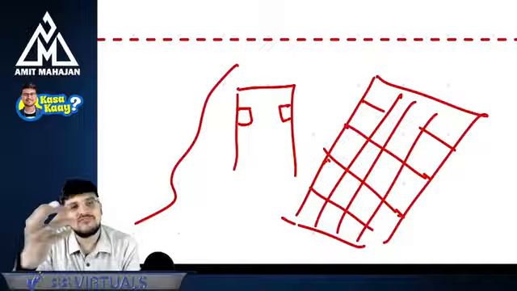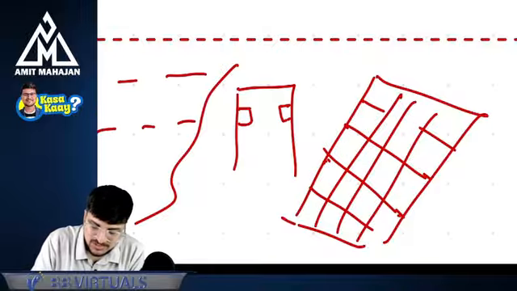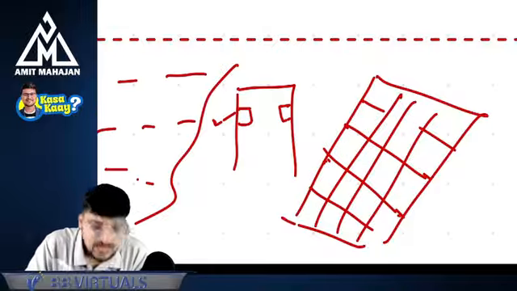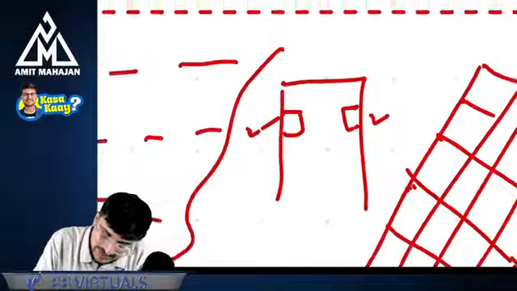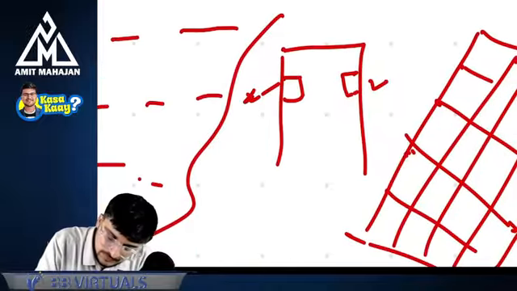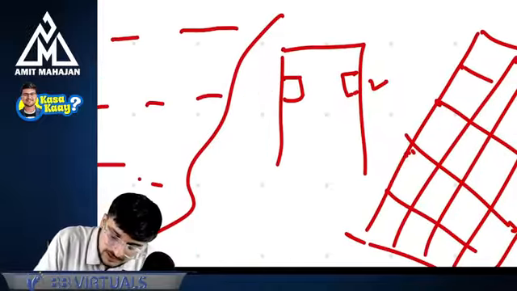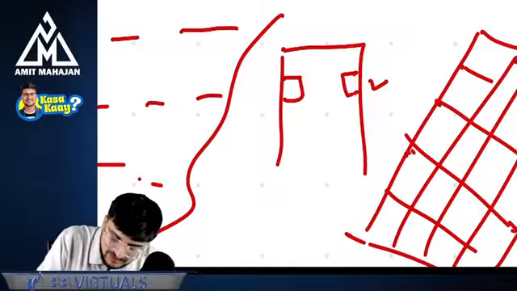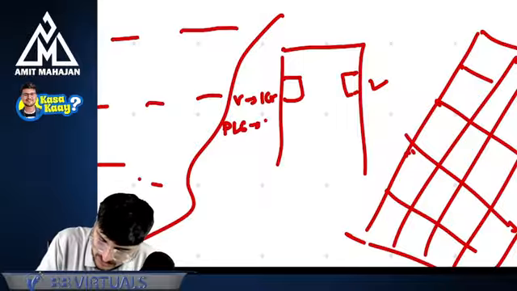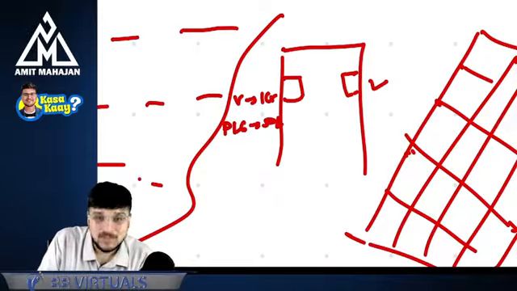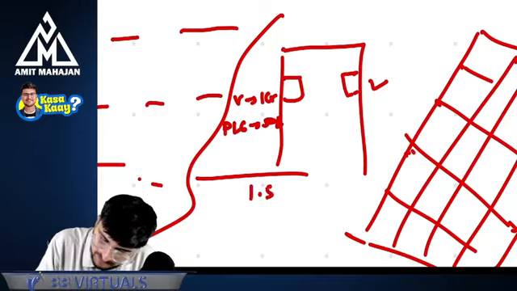What do you think? Which flat will have more cost? Of course, this flat will have more cost, right? And this flat will have lesser cost. Now, let's identify the value. If I say the value is 1 crore, and preferential location charges, PLC, is actually 50 lakhs. Okay, so you are paying 1.50 crores.